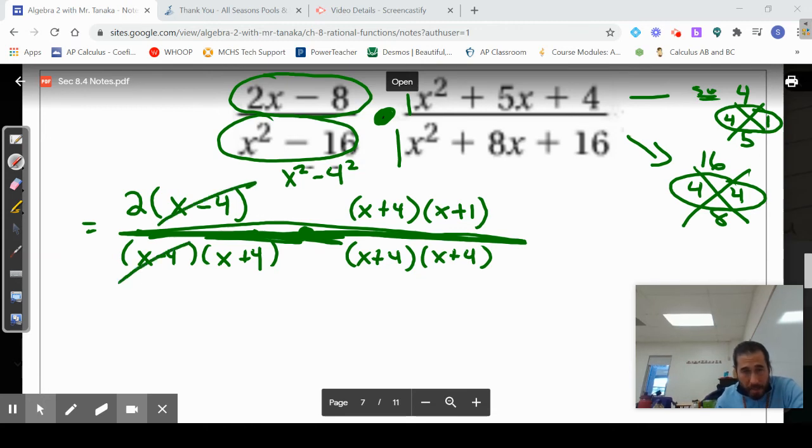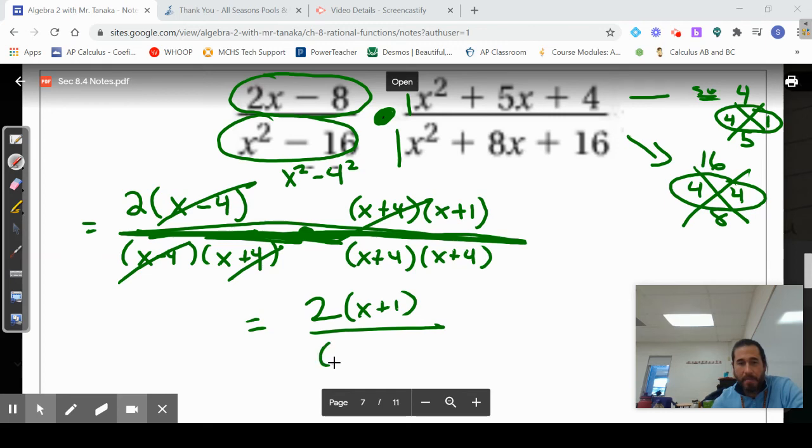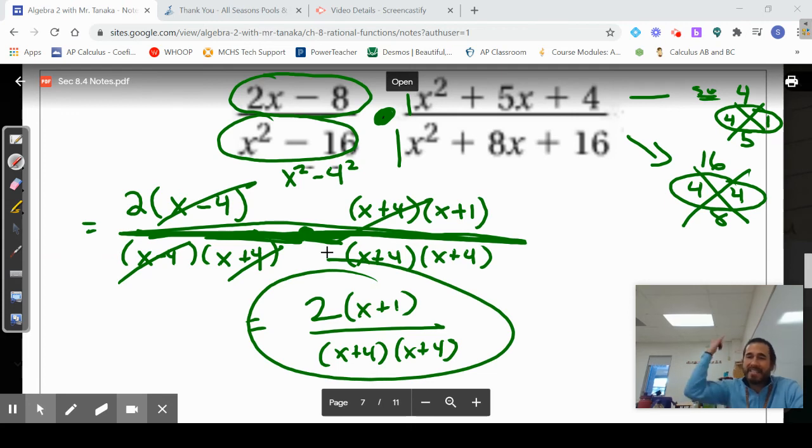Spling, spling. Multiplications between everything. Spling, spling. Is that it? That's it. So what am I left with on top? A 2 and an x plus 1. What am I left with on bottom? x plus 4, x plus 4. Nothing else crosses out. Done!